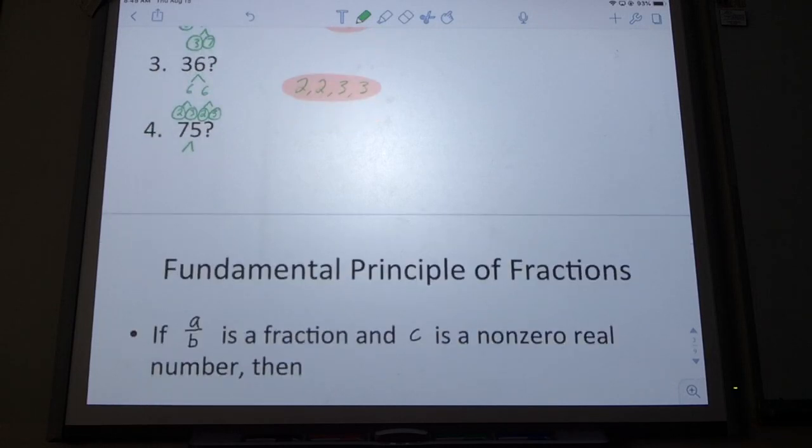Okay, so we could get 15 and 5. 5 is a prime, 15 is not. Split that into 3 and 5. You still get to the same answers. 3, 5, and 5.